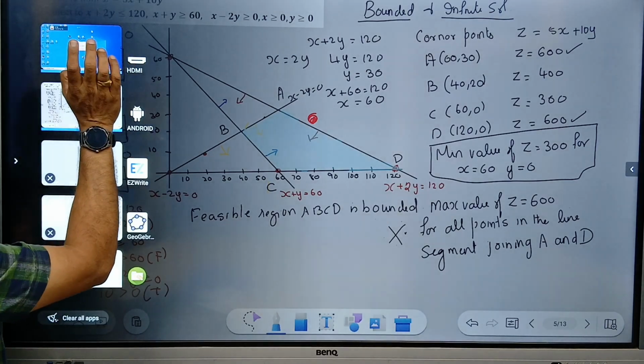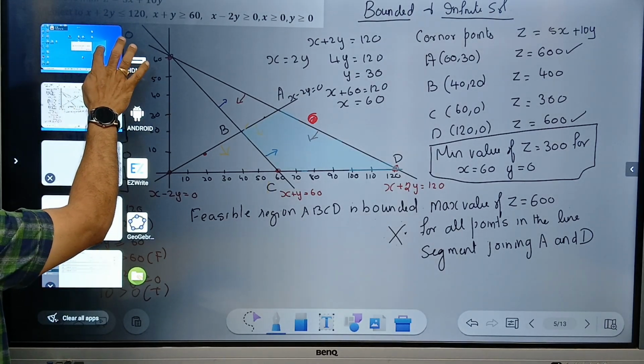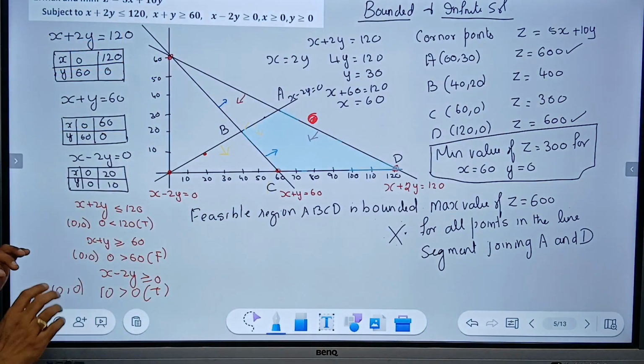HDMI. I think this, HDMI. It will take a few minutes. Just wait.